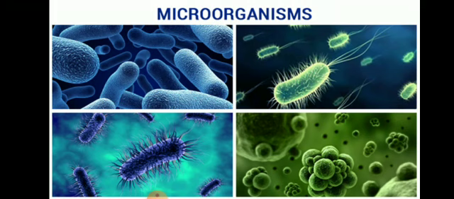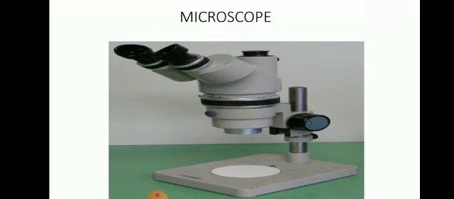Now let us see what is a microscope. Microscope, it is an instrument with the help of which we are able to see minute things that we cannot see with our eyes. It works like a hand or magnifying lens, but it is much more powerful. Basically, our microscope is having two components. One is a structural component and other is the visual component.